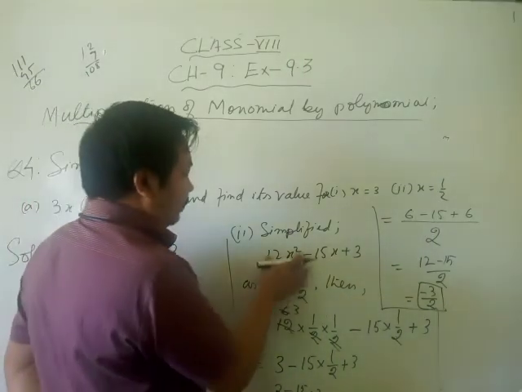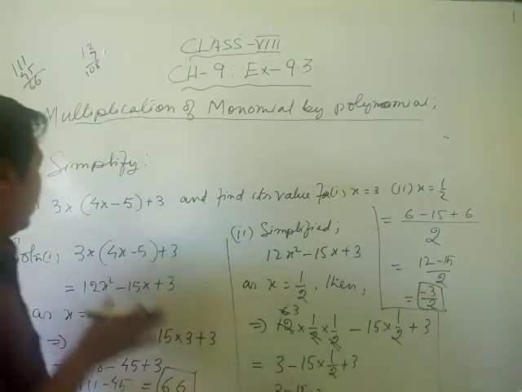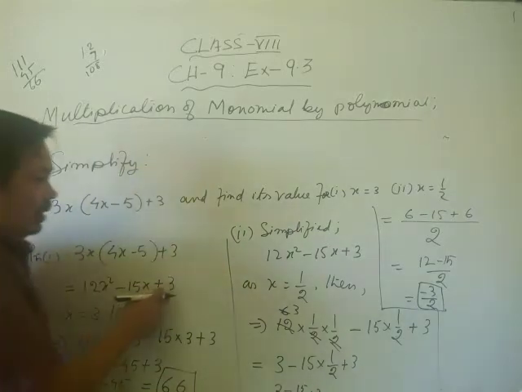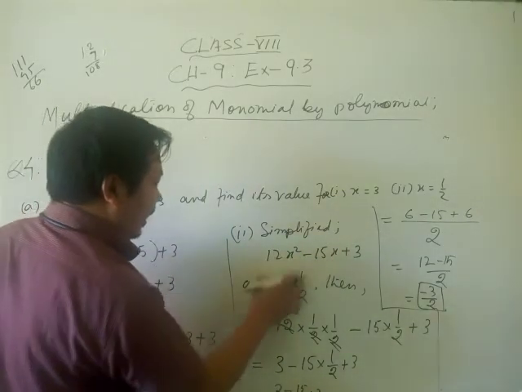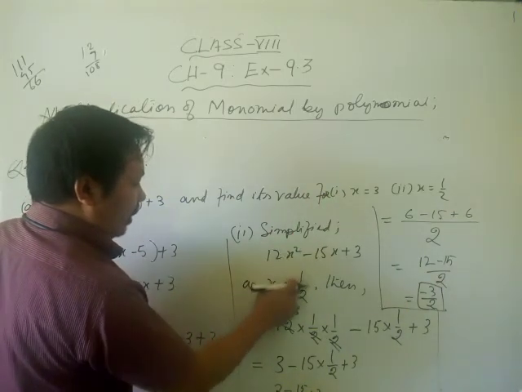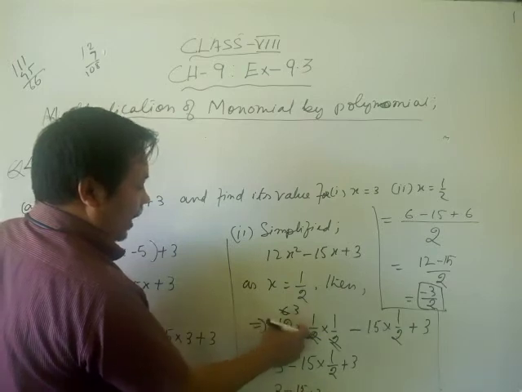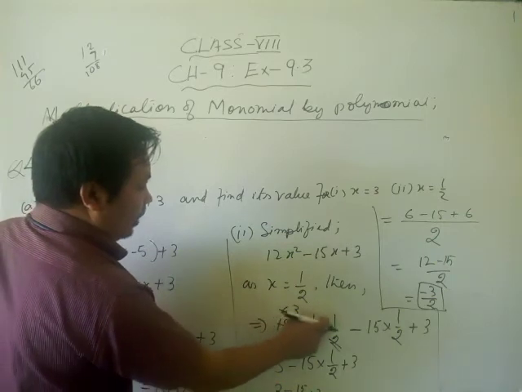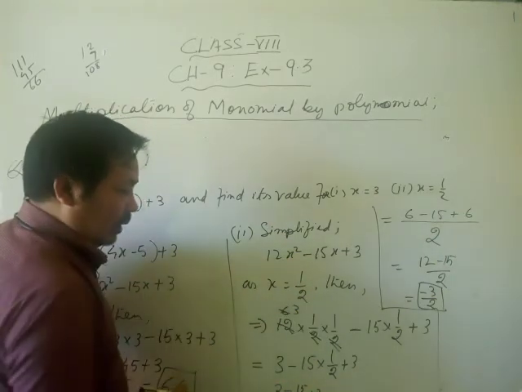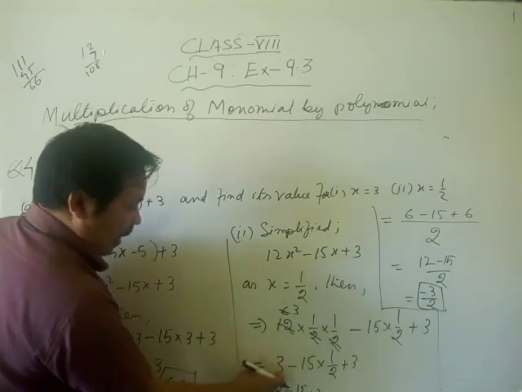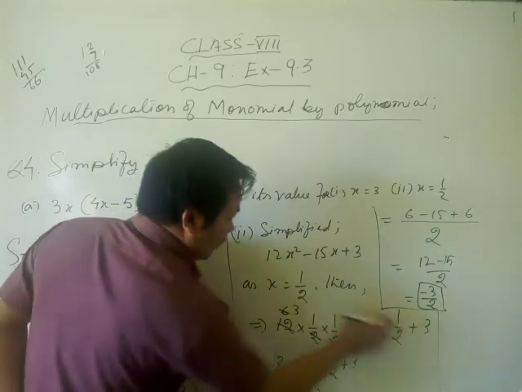Here, once again, in Roman 1, we have simplified this expression and we get 12x squared minus 15x plus 3. Isn't it? So we take the same here and then replace x by 1 by 2. As x equals 1 by 2, we have to rewrite x as 1 by 2. So x squared means x into x, which is 1 by 2 into 1 by 2. Isn't it? If we cancel, then we get only 3. That's 3, minus 15 into 1 by 2, plus 3.